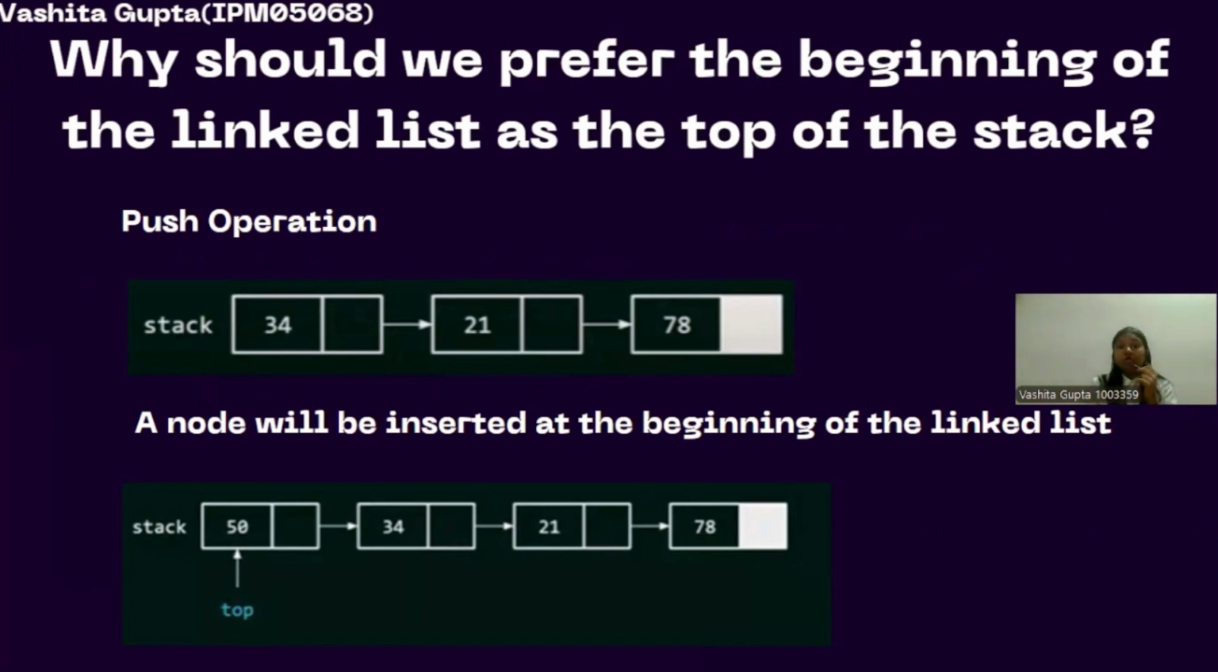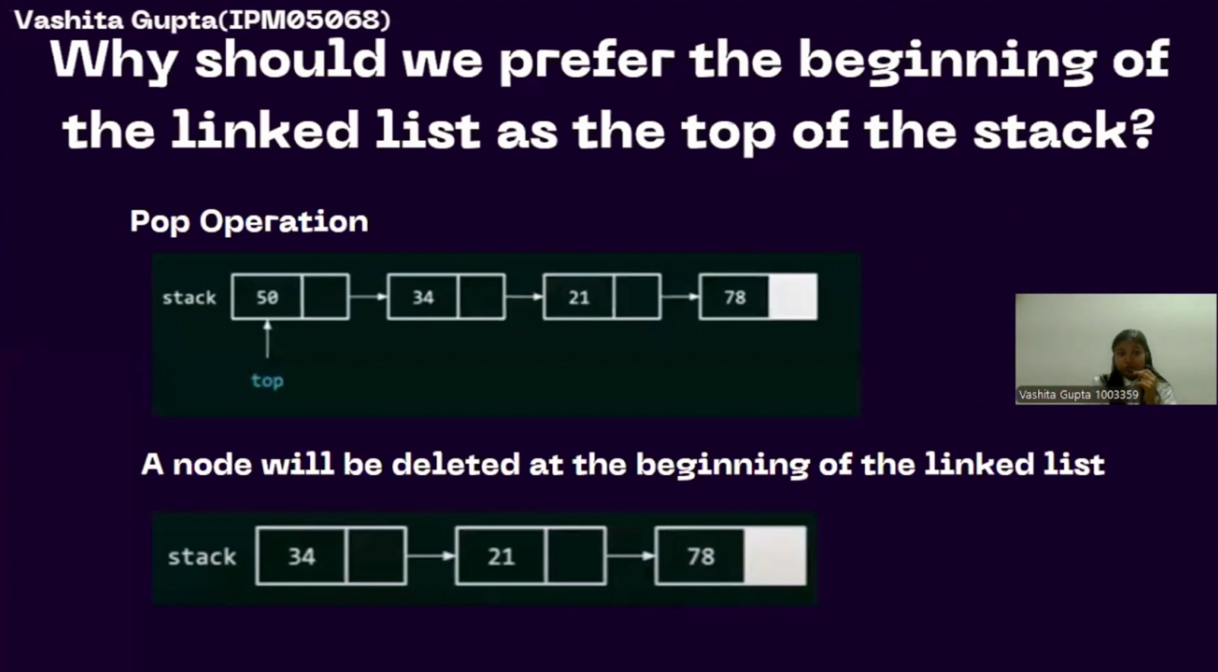First operation, push. Here, a new node will be inserted at the beginning of the linked list. For example, here 50 is inserted in the already existing stack that is 34, 21, 78, and the new stack becomes 50, 34, 21, 78. Here is the pop operation, where a node will be deleted at the beginning of the linked list. So our stack becomes 34, 21, and 78. The first node that was 50 is deleted.